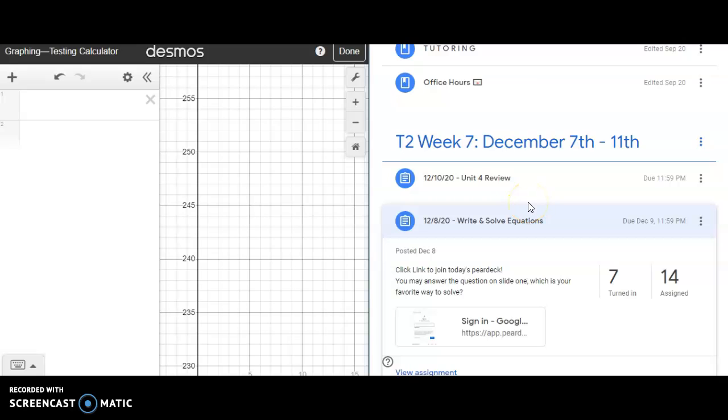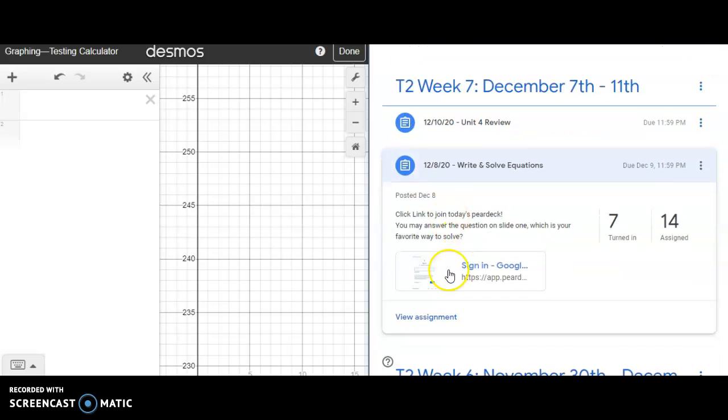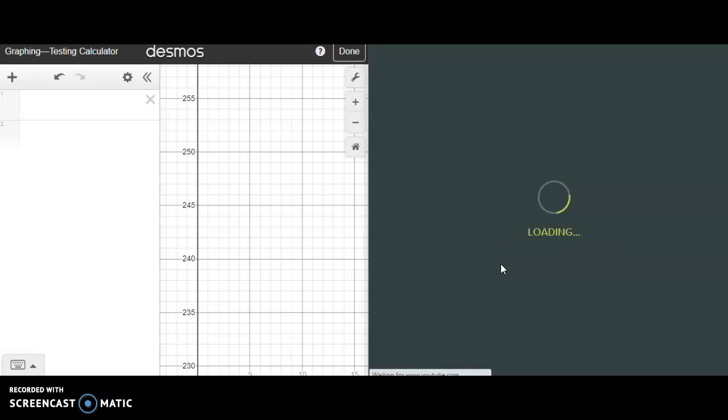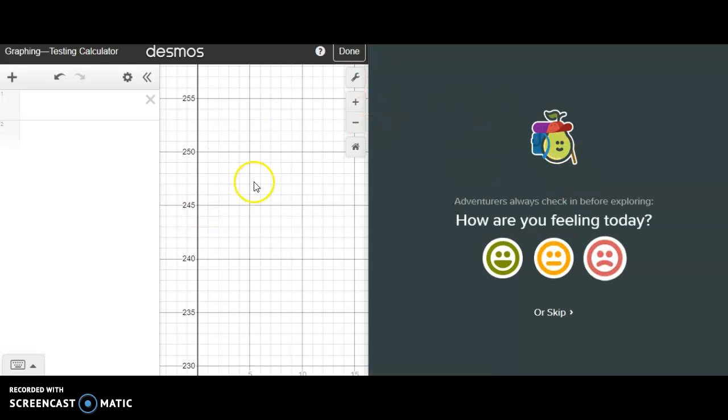Hi guys, if you were absent on Tuesday, December the 8th or Wednesday, December the 9th, go ahead and go to T2 week 7. Click on the 8th or the 9th, depending on what period you have, and open the Pear Deck. I have my screen split because we're going to be using Desmos.